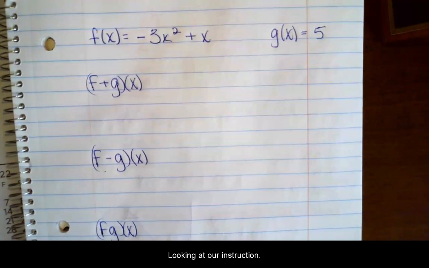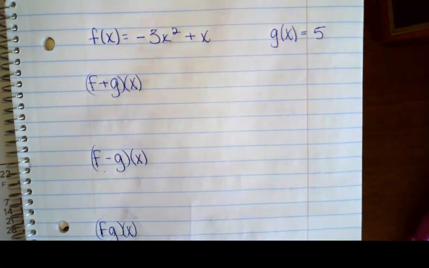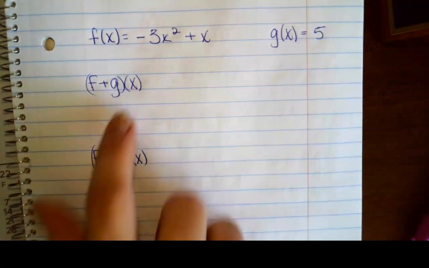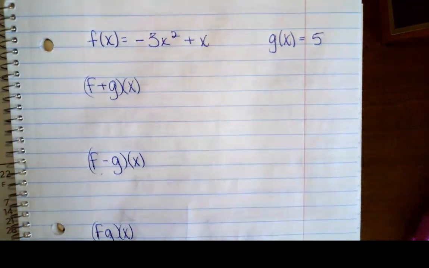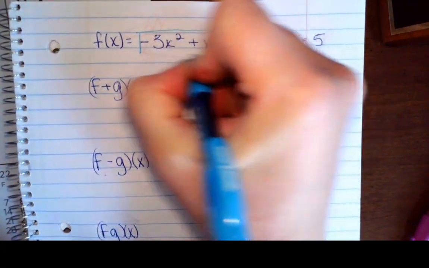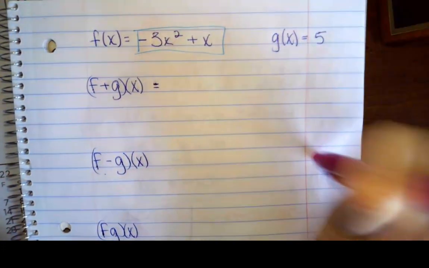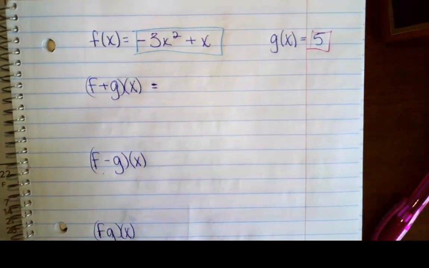Looking at our instructions for the composition of two functions, we are going to take two functions and add them together. So I've got this function plus this function. The first function is going to be negative 3x squared plus x. The second function is going to be 5. And what I'm supposed to do with those two things is add them together.